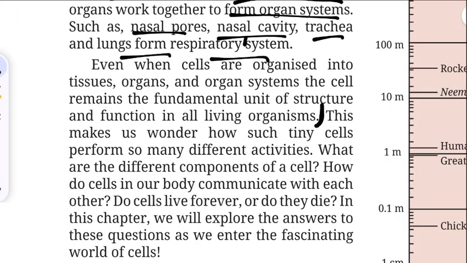See, here it says that when cells are organized into tissues, organs and organ systems, the base, which is the cell, remains the same. The base is not going to change, and the cell functions in all living organisms. This makes us wonder how such tiny cells perform so many different activities.